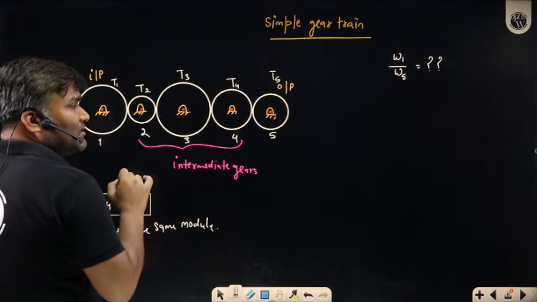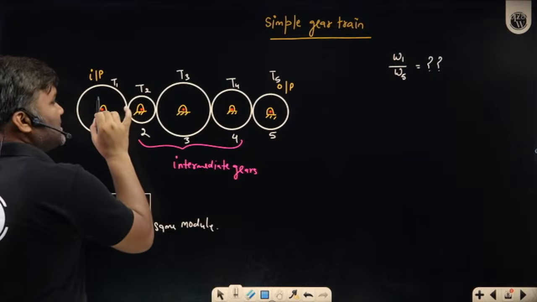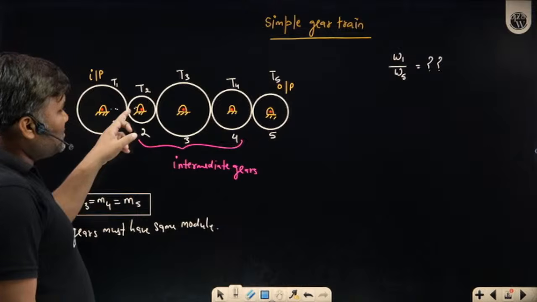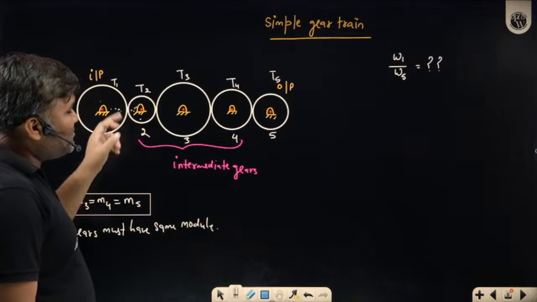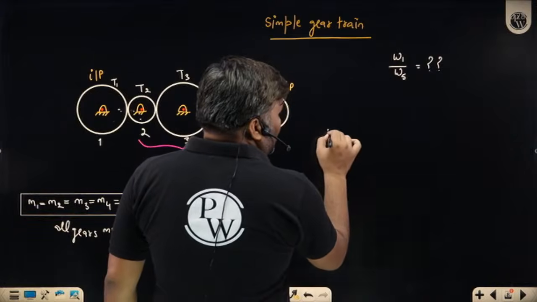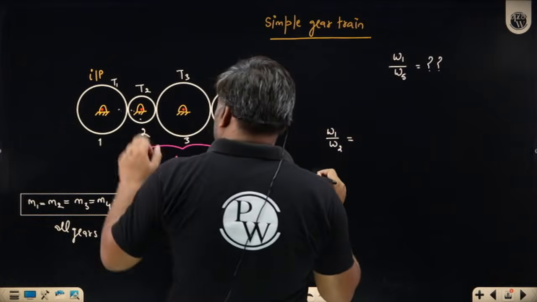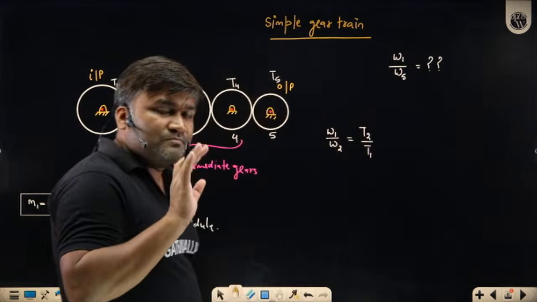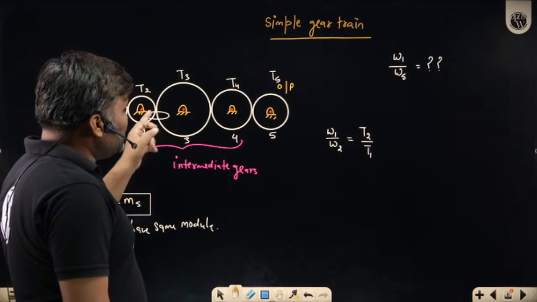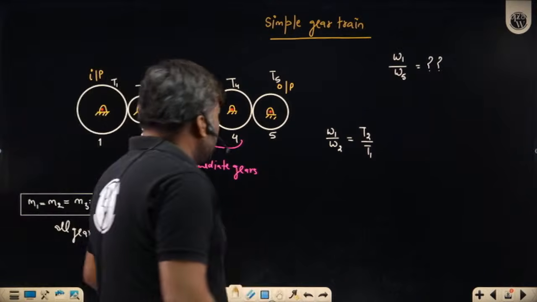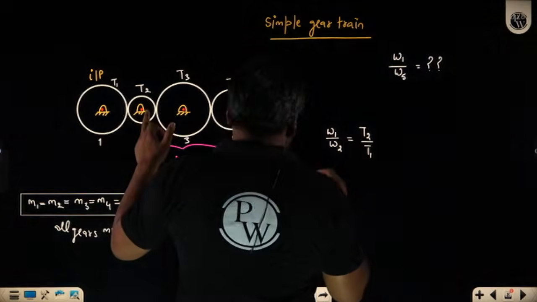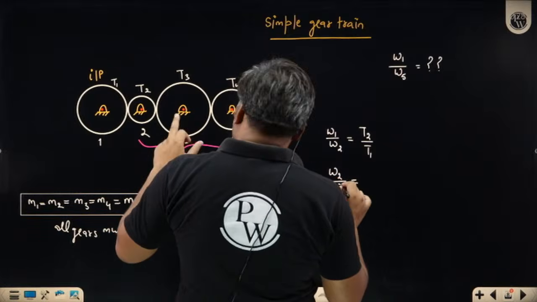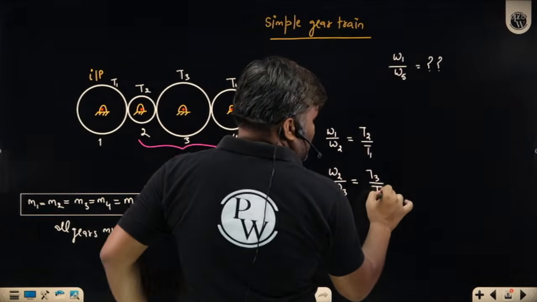how can I write the equation? You can write the equation like this: gear 1 and gear 2. For meshing gears, I can say gear 1 is driving gear 2. So between 1 and 2, I can write omega 1 by omega 2 is equal to the reciprocal of the teeth, T2 by T1. Sir, 2 and 3 are also meshing. So for 2 and 3, I can write omega 2 by omega 3 is T3 by T2. Reciprocal of the teeth once again.